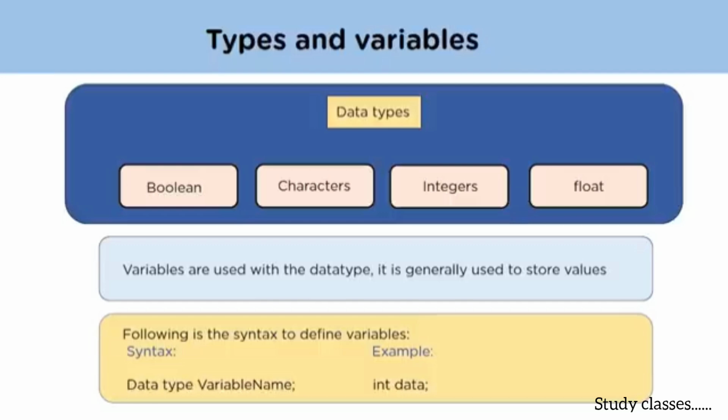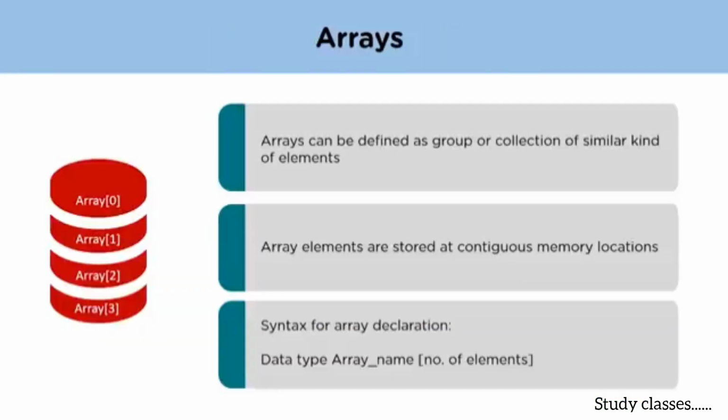Now, variables. Variables are used with these data types. They are generally used to store values, and this is the syntax to define a variable. First, we will mention the data type and then the variable name of our choice. For example, int is the data type and data is the variable name. Moving to arrays.